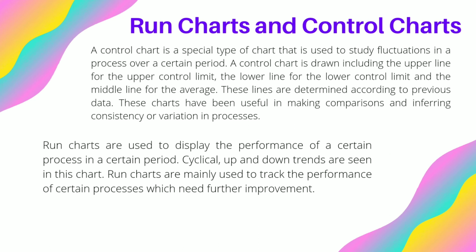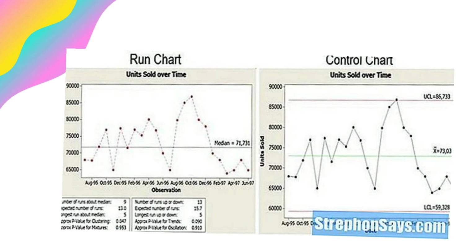Run charts are used to display the performance of a certain process in a certain period. Cyclical up and down trends are seen in this chart. Run charts are mainly used to track the performance of certain processes which need further improvement. The main difference between these two methods is that the run chart has a center line representing the midpoint of the measurement being tracked, whereas the control chart has a center line representing the average of the measurement being tracked.